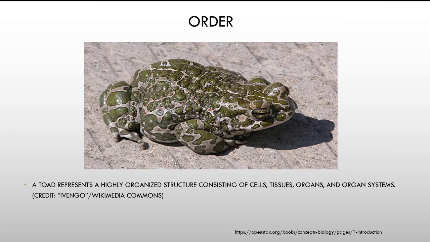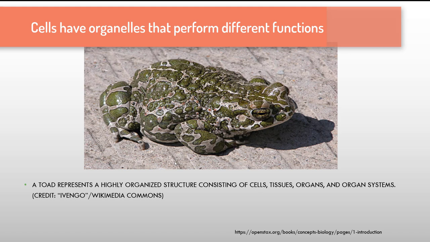So let's start with order. All of our living things, whether it's a single cell or a complex multicellular creature like our toad here, is highly organized. If we take a look, for example, a single cell is a highly organized structure. Inside that cell, it has a nucleus that contains the DNA. It has ribosomes that make the proteins. It has little vesicles that transport nutrients from one side of the cell to another. So it's a highly organized structure.